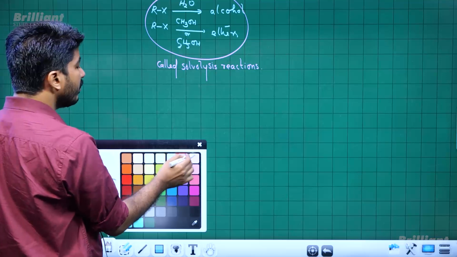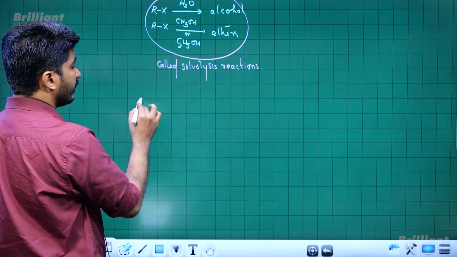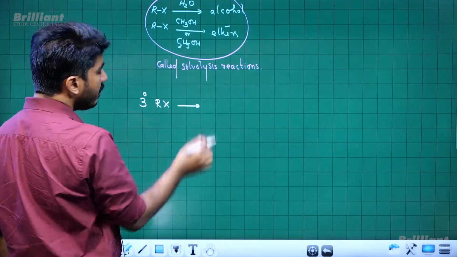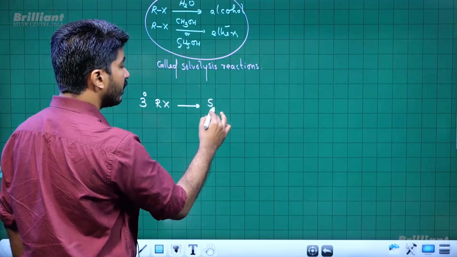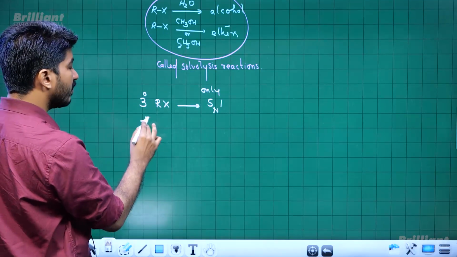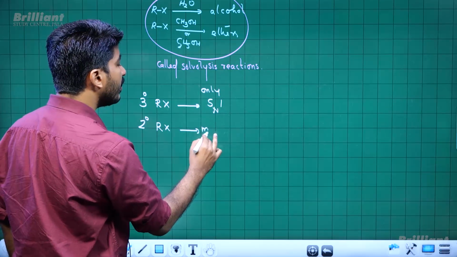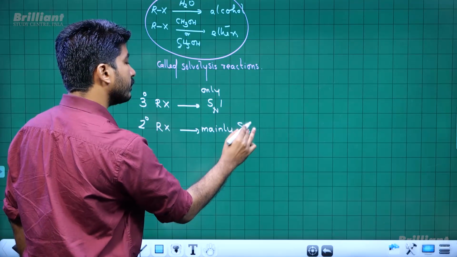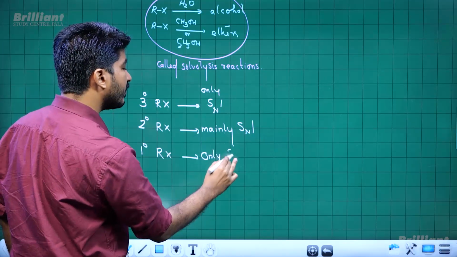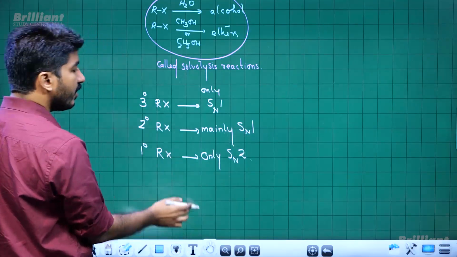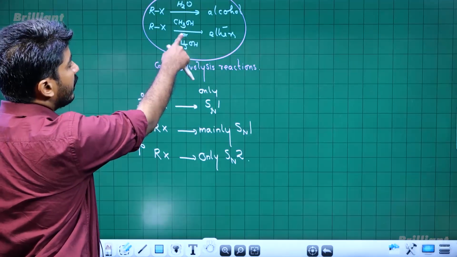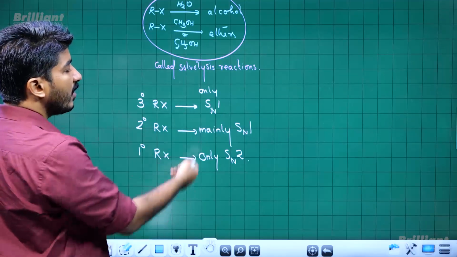And here we can do a few more generalizations. The mechanism, we know, could be SN1 or SN2. If you take tertiary haloalkane, it is only SN1 reaction. If you take secondary haloalkane, there will be mainly SN1 reaction. And if you take primary haloalkane, it is more like only SN2 reaction because of the very low stability of carbocation. You can see that H2O, methanol, ethanol are polar protic solvents in which SN1 can occur.